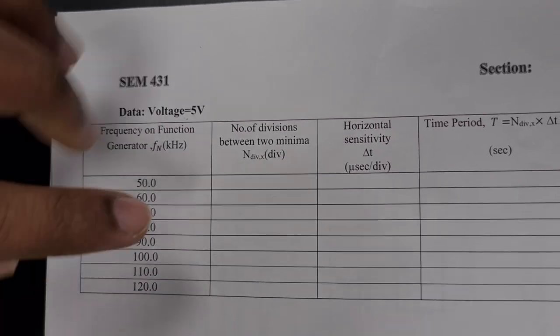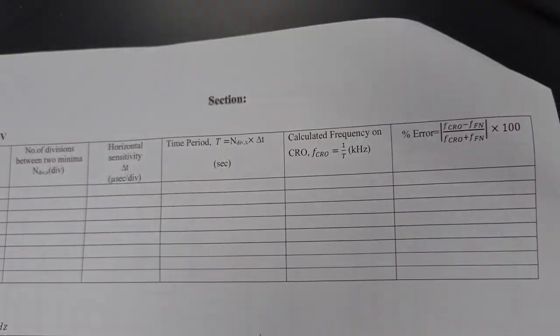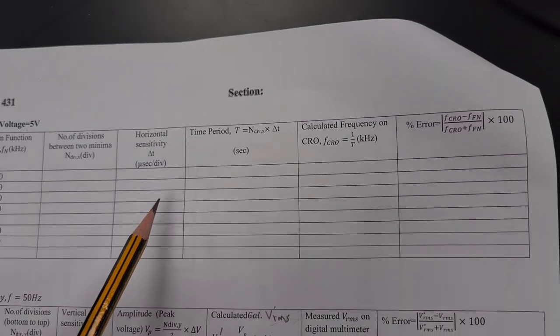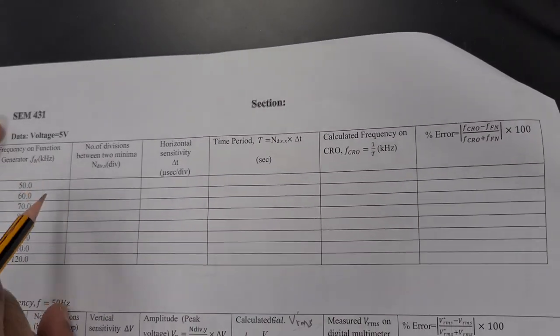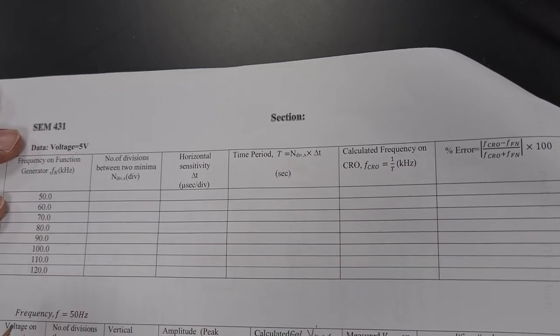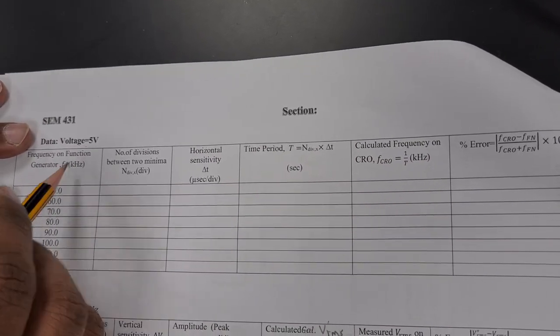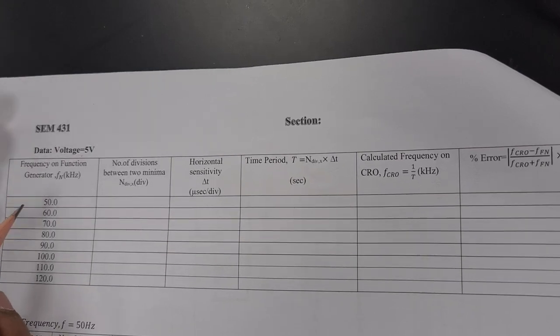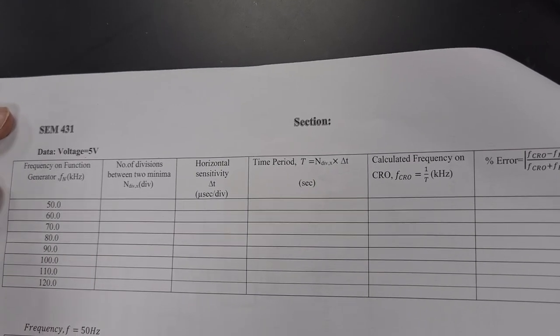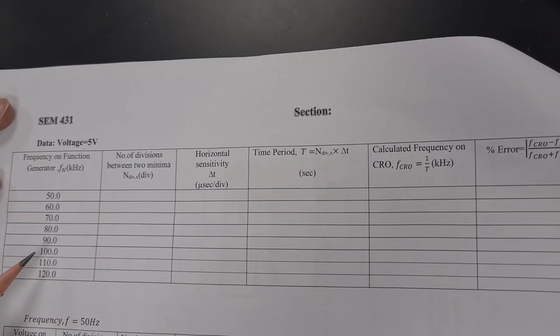Clear? Understand? These calculations are very easy. It's a small calculation. And when I take the reading for each table, I'm going to take one reading for each table. And in such a way, you have to take the reading for the rest of the values. Understood? Okay. We just start with the apparatus.